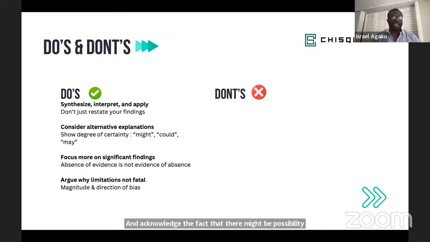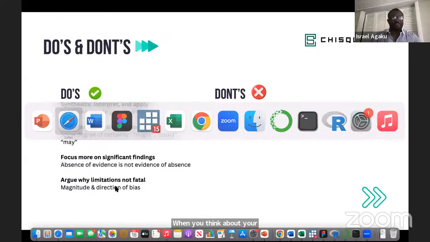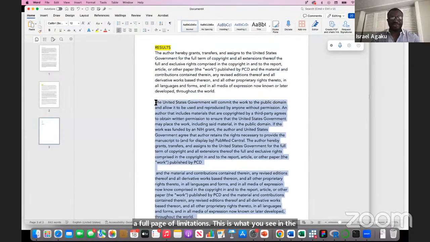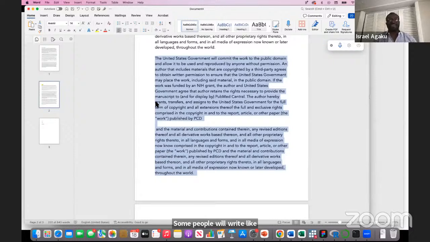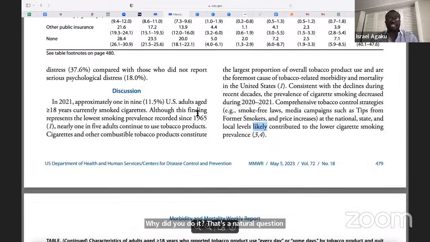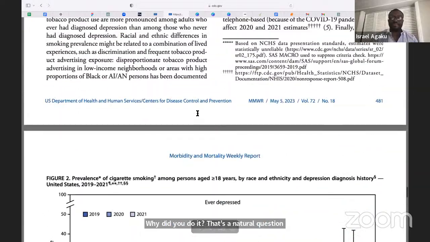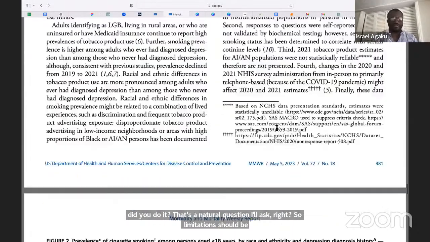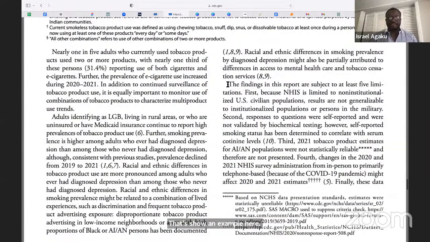When you talk about your limitations, first of all, don't give us a full page of limitations. This is what you see in the limitation section. Some people will write like 2 solid paragraphs of limitation, which begs the question, if the study has so many limitations, why did you do it? Like, that's a natural question I'll ask, right? So limitations should be, let's show an example here. A short paragraph. So here, for example, the findings in this study are subject to at least 5 limitations. 5 is always a good number to stay at.